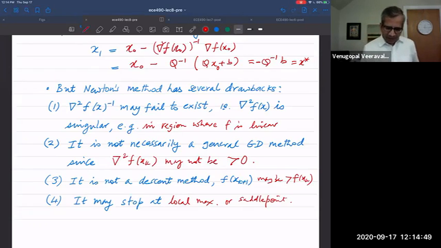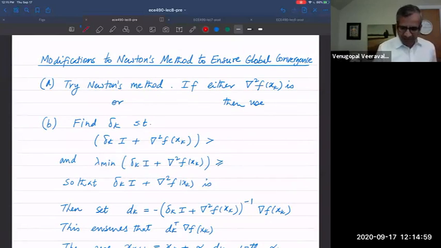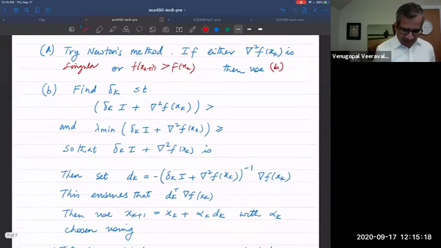Okay, so how do you try and address some of these concerns? So what you do is the following. You try Newton's method. If the Hessian is singular, or f of xk plus 1 is bigger than f of xk, so it's not a descent method, then use a different procedure, and that's what I'm going to describe now.